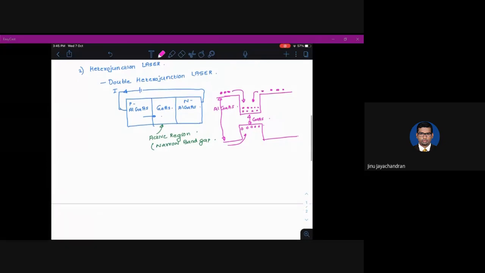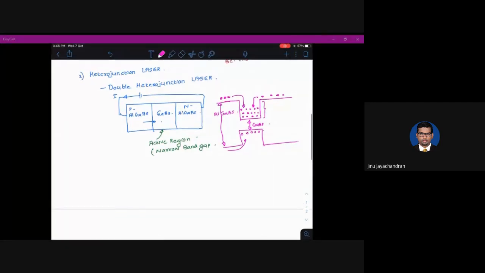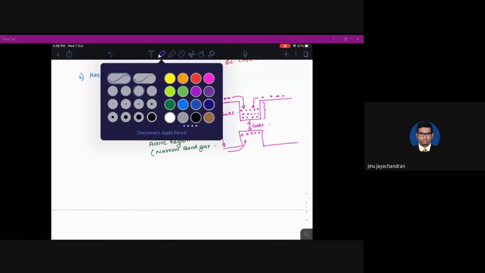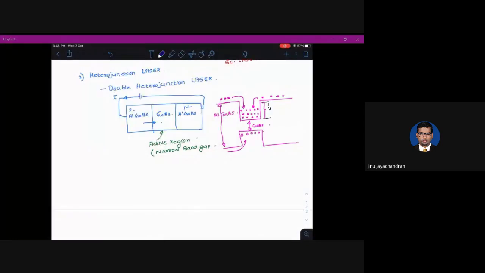Fine. Now, as more and more electrons come in, this quantum well will get filled. The electron needs more energy to come out of this well, this much potential, which it is not easy to get. So the electron will stay in that well, producing the population inversion.